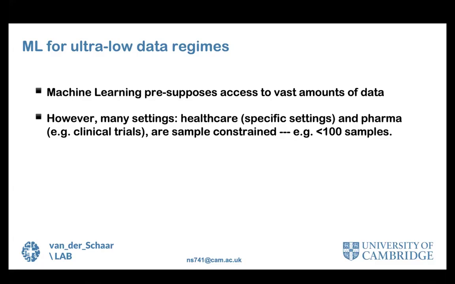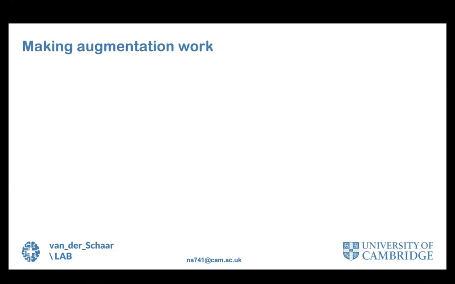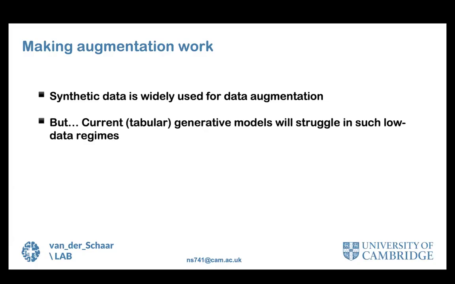And the pharmaceutical industry is also very sample constrained, often in clinical trials. And of course, it's going to be suboptimal for ML. How can we solve this? Really, it's this idea of how do you make augmentation really work? Synthetic data has widely been used to augment these types of very small data sets. However, current tabular generative models really struggle in these very low data regimes. Whether using a GAN, a VAE, or a flow, you're going to get significant overfitting to these examples.